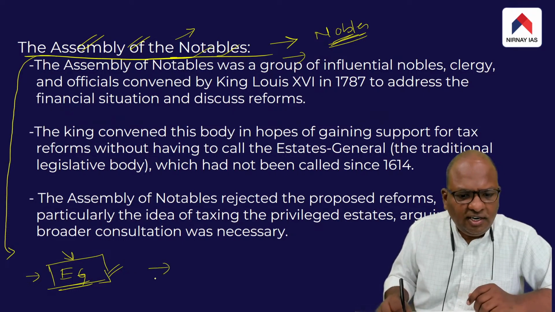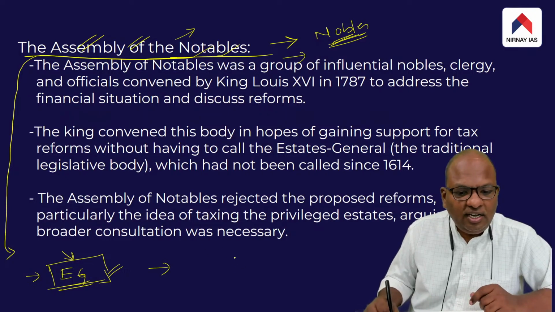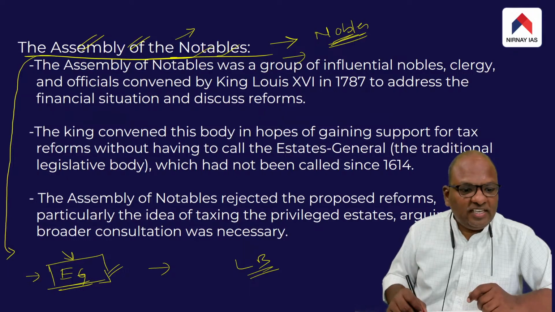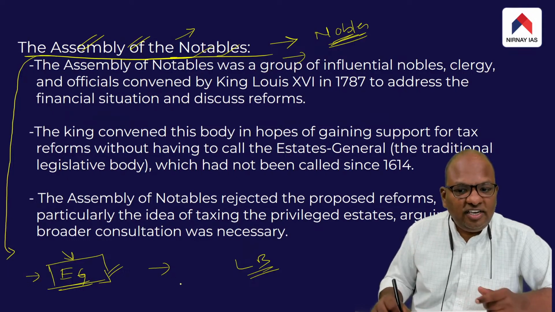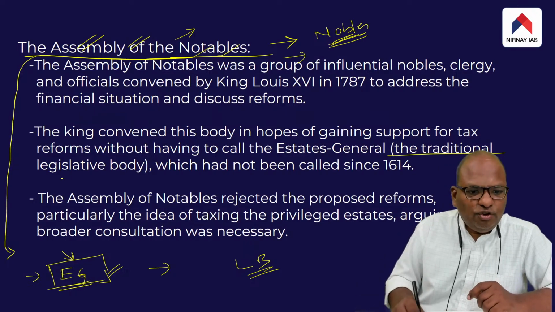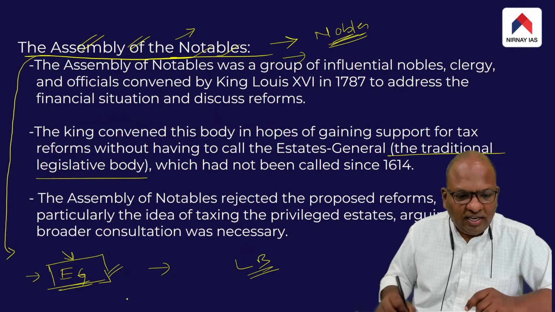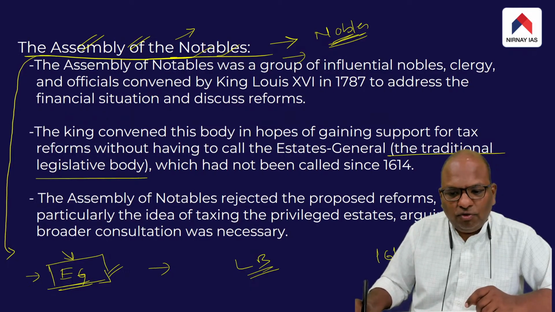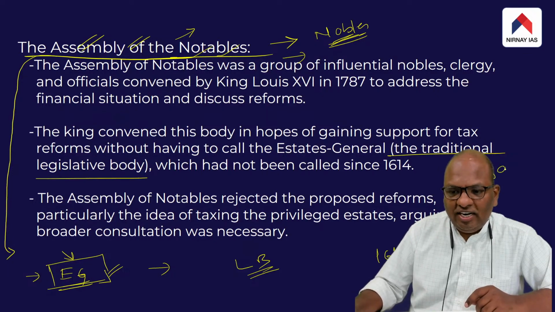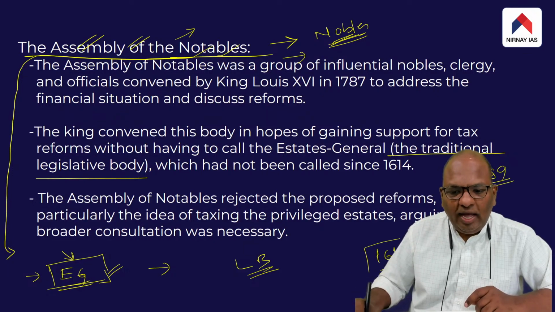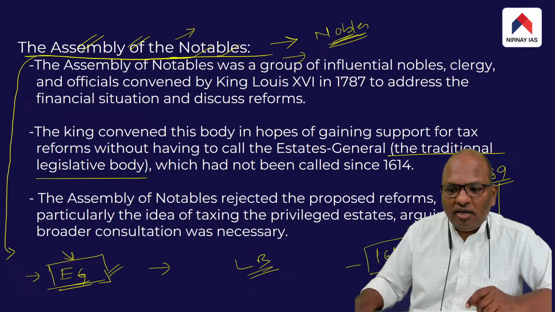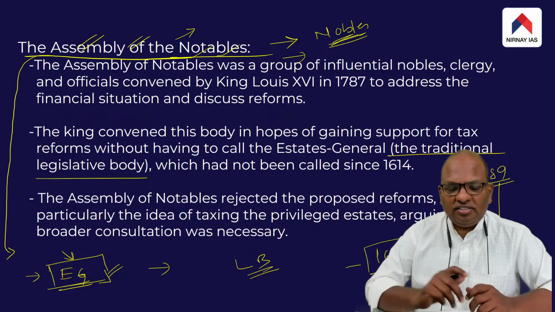So what is this Estate General? Estate General is basically the traditional legislative body of France. But this legislative body had not met since 1614. So we are in 1789, but this legislative body had not met since 1614. That is, the legislative body had not met for about 175 years.